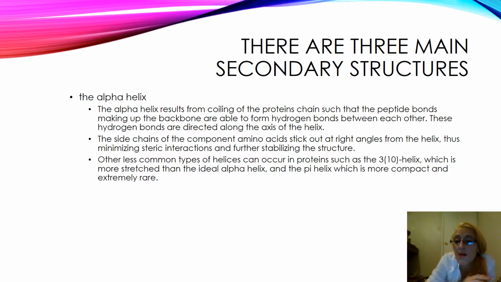Other less common types of helices can occur in proteins, such as the 3-10 helix, which is more stretched than the ideal alpha helix, and the pi helix, which is much more compact and extremely rare.